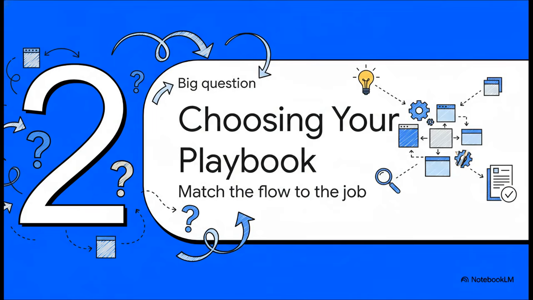Okay, so we've met the 4 workflows. We've got sequential, router, parallel, and critique. The big question now is, how on earth do you decide which one to use for your project?